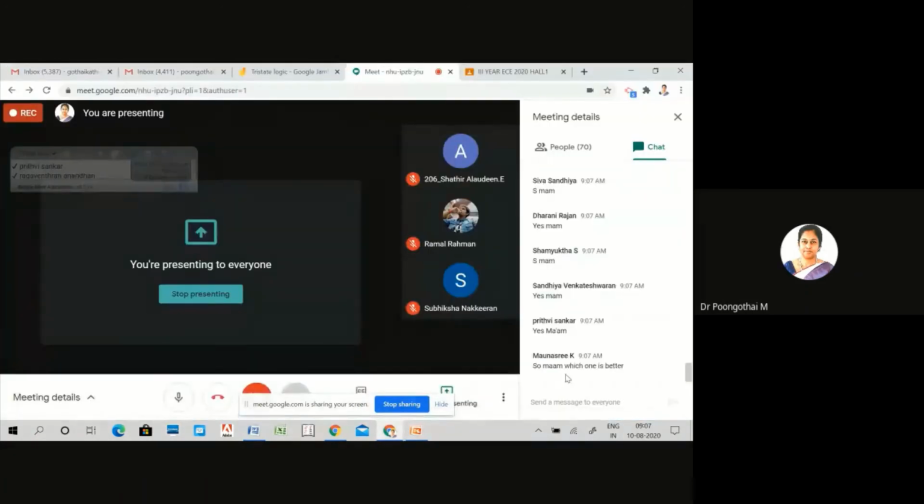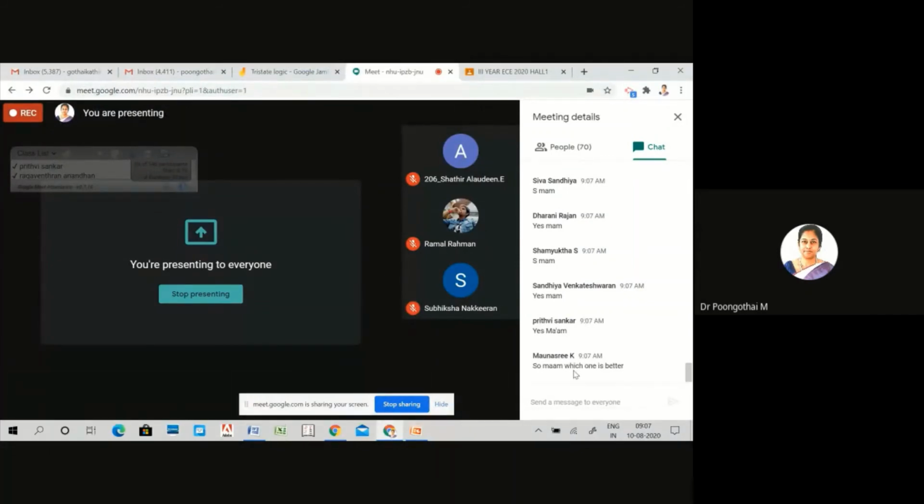Which one is better? That depends on your application, madam. Actually, the latest ARM processors are based on von Neumann. That is based on your space and power consumption. The designer can decide the architecture. So both have advantages.